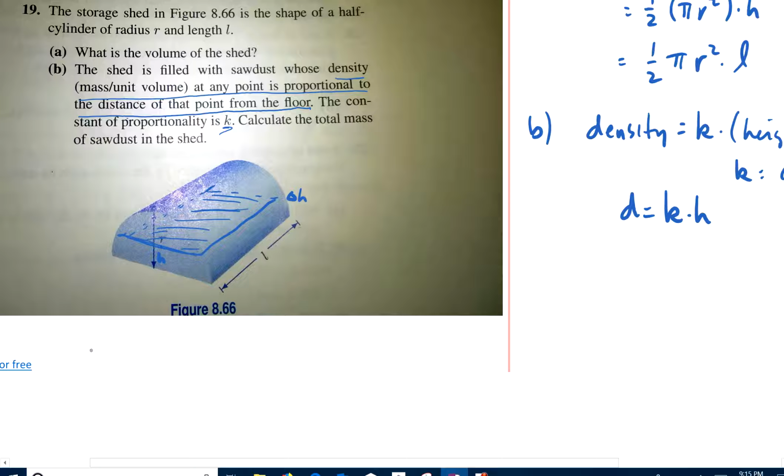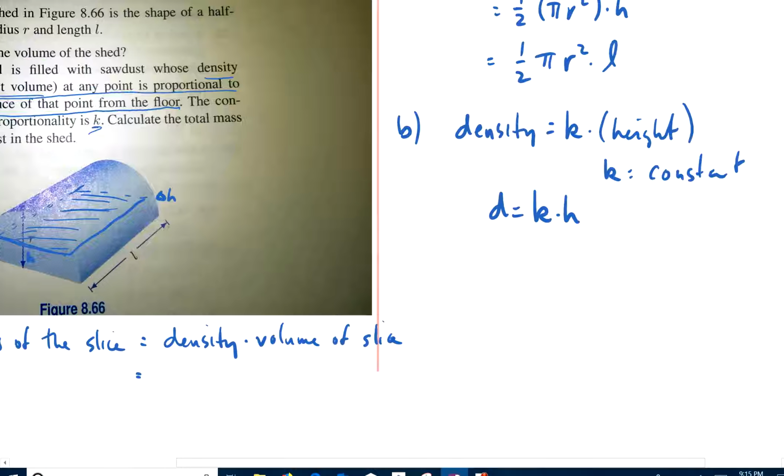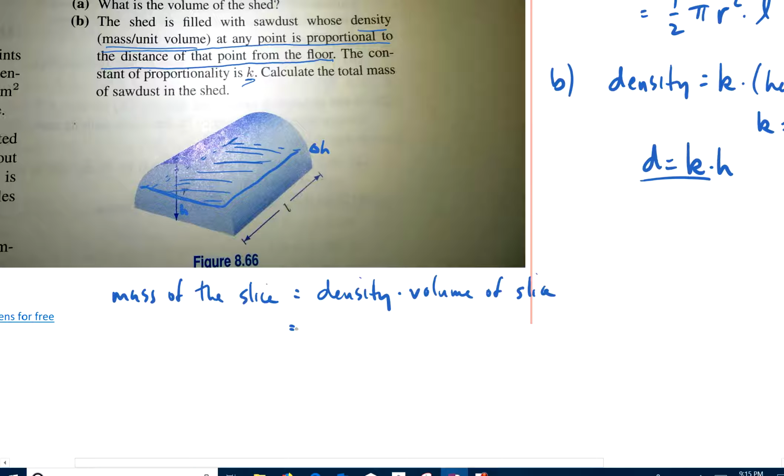Okay, and so the mass of the slice is the density times the volume of the slice, right? Because remember, density is mass per volume, so multiply by the volume. The density is going to be k times h. So the density is k times h times, what's the volume of that slab? Well, it's going to be the width times the length times the thickness.